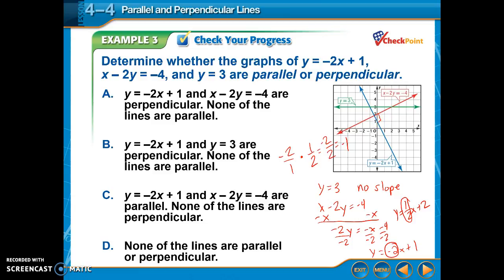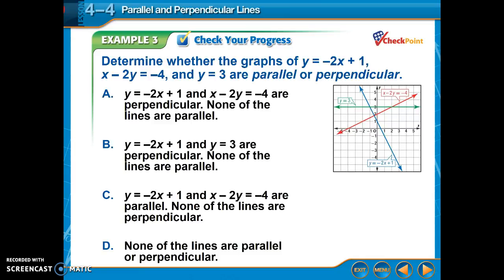Okay. So answer choice A, y equals negative 2x plus 1 and x minus 2y equals negative 4 are perpendicular, and none of the lines are parallel. Well, based off of the graph, you can already tell that none of the lines are parallel. So you can go ahead and eliminate none of the lines are parallel or perpendicular, and none of the lines are perpendicular. Well, we just proved that, so C is eliminated as well. So our answer choices are between A and B. Correct answer here is A.